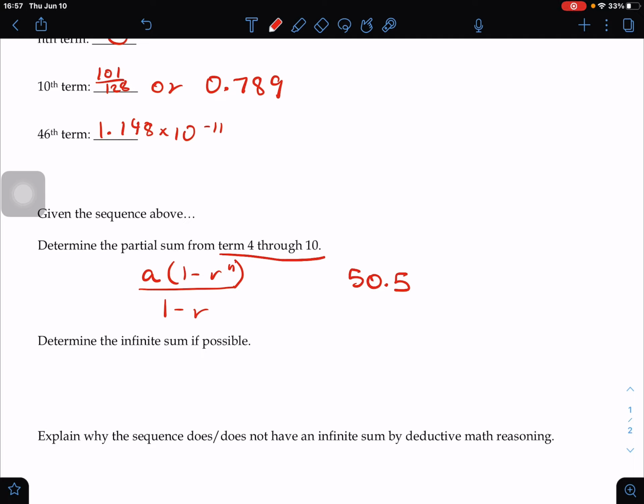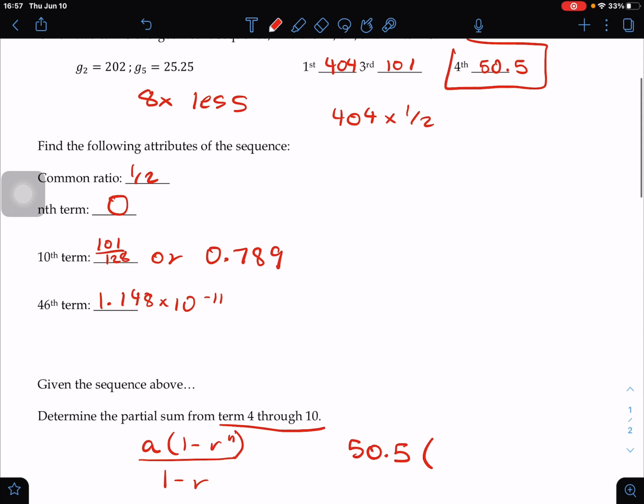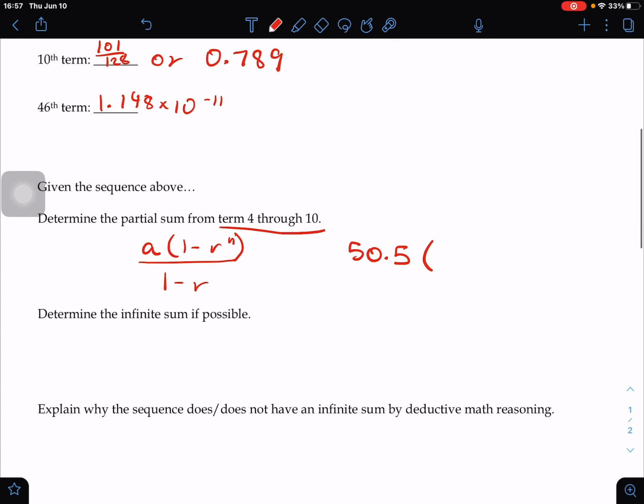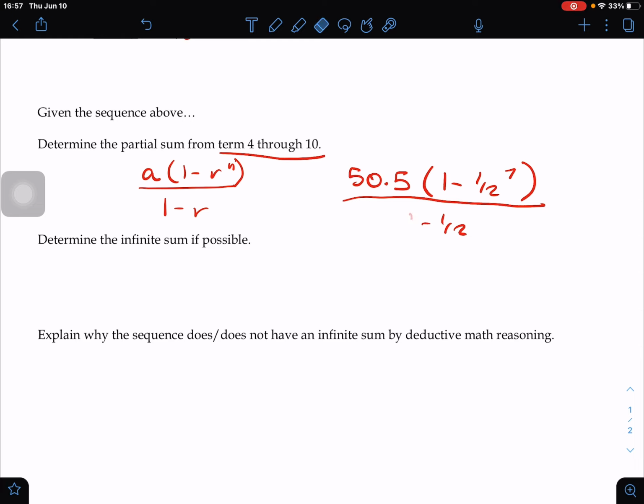And when you're talking about terms 4 through 10, we're talking about 7 terms. We have 4, 5, 6, 7, 8, 9, and 10. So those are 7 terms. And our common ratio, like we've already established up here, is 1/2. So that means we're going to have 1 minus 1/2 to the 7th power, all over 1 minus 1/2. So the bottom will just simplify to 0.5.